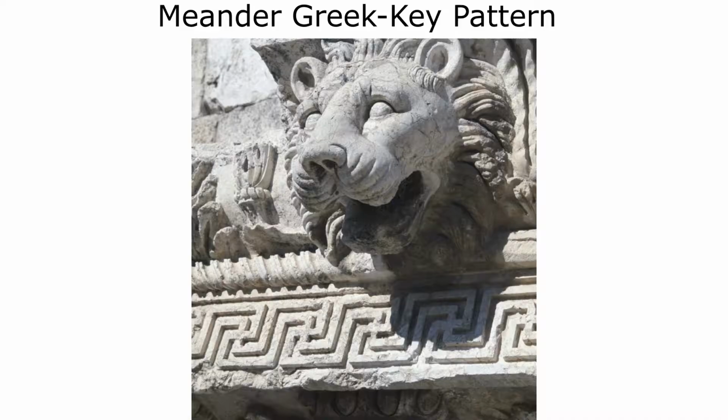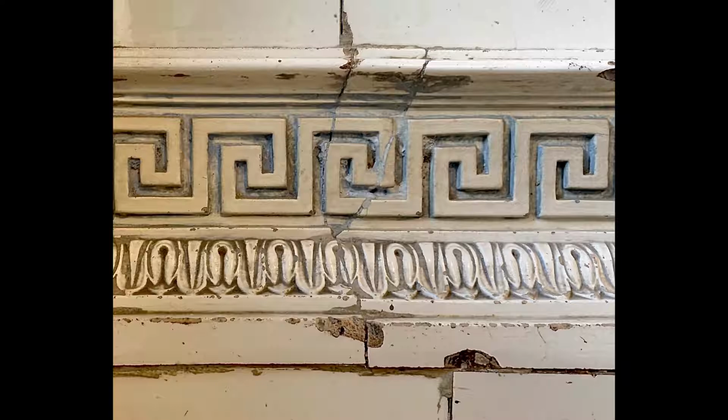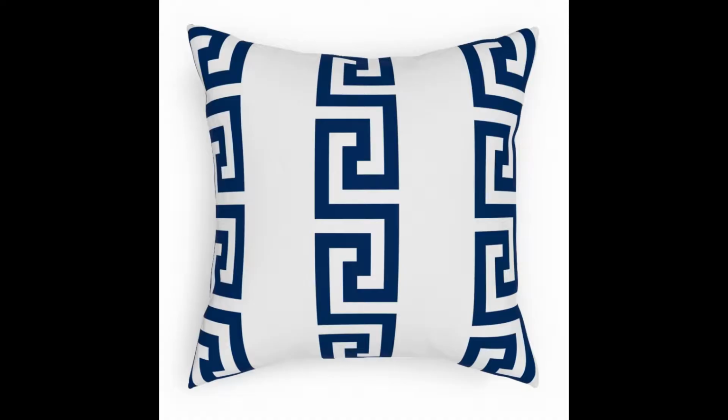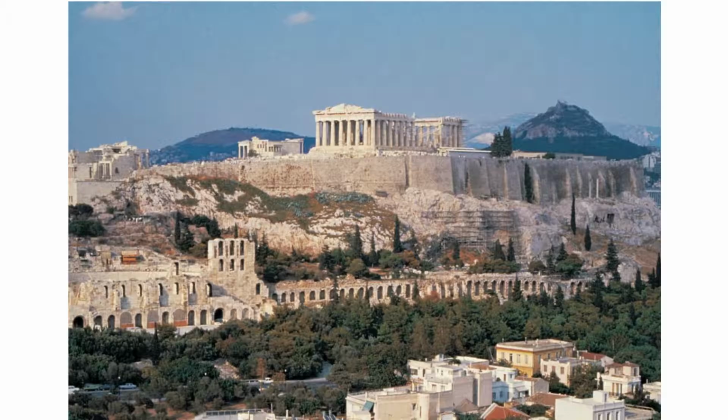Some patterns that were invented during the ancient Greek era was the meander, the Greek key. This pattern can be found on buildings, but also as a pattern on fabric and items as well. Lots to thank the ancient Greeks for.